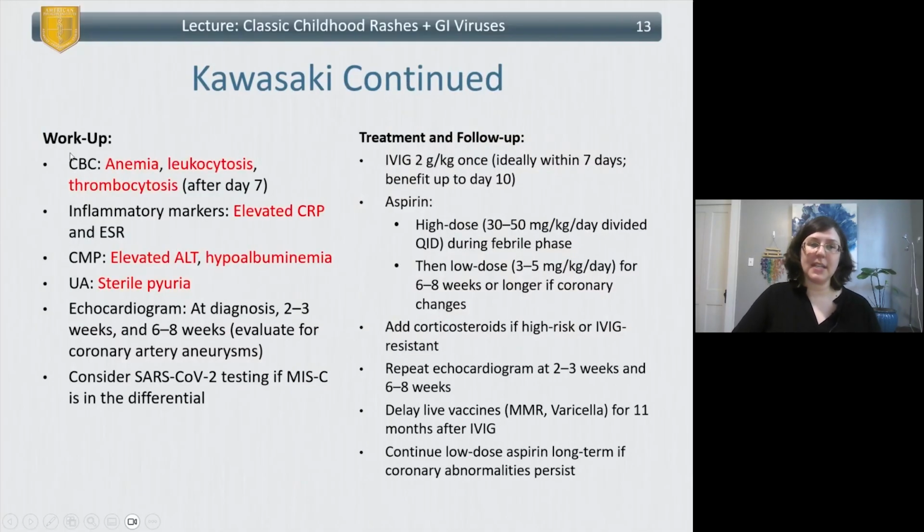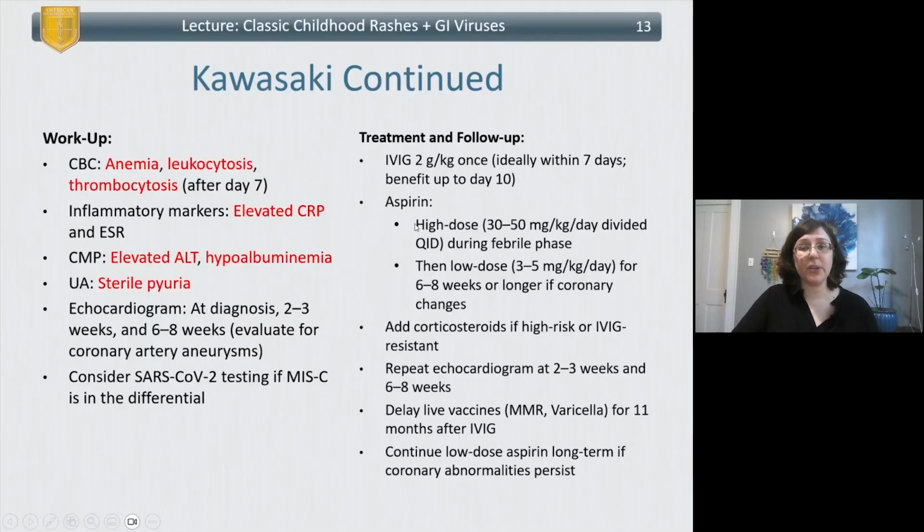Okay, so this includes the workup, and I highlighted in red some of those important findings that you might see in incomplete Kawasaki. But generally, this is the workup you're going to want to get. And you also want to think about something that we're going to talk about in a minute, which is a very similar presentation, which is MIS-C. And so you want to consider perhaps doing some COVID testing. In terms of treatment, IVIG is the first line treatment for Kawasaki, 2 grams per kilo once.